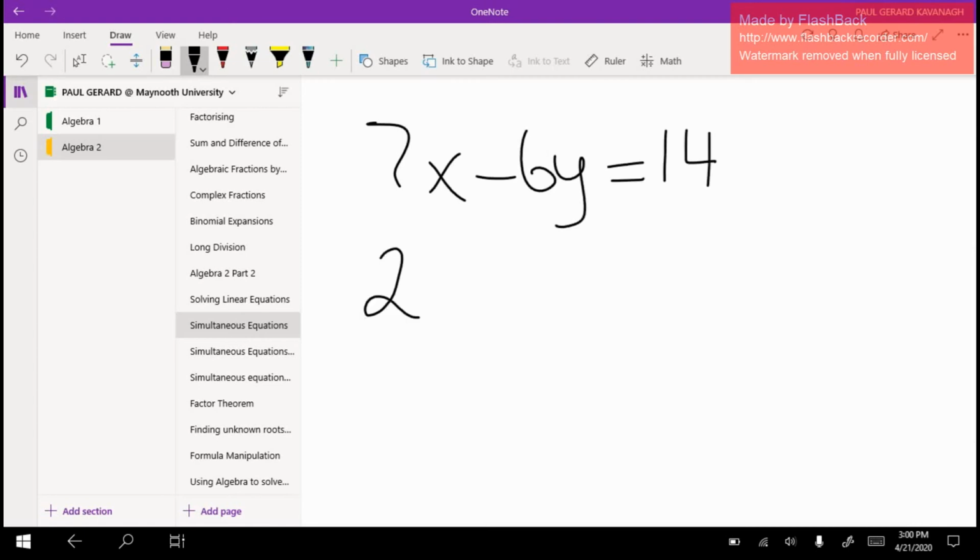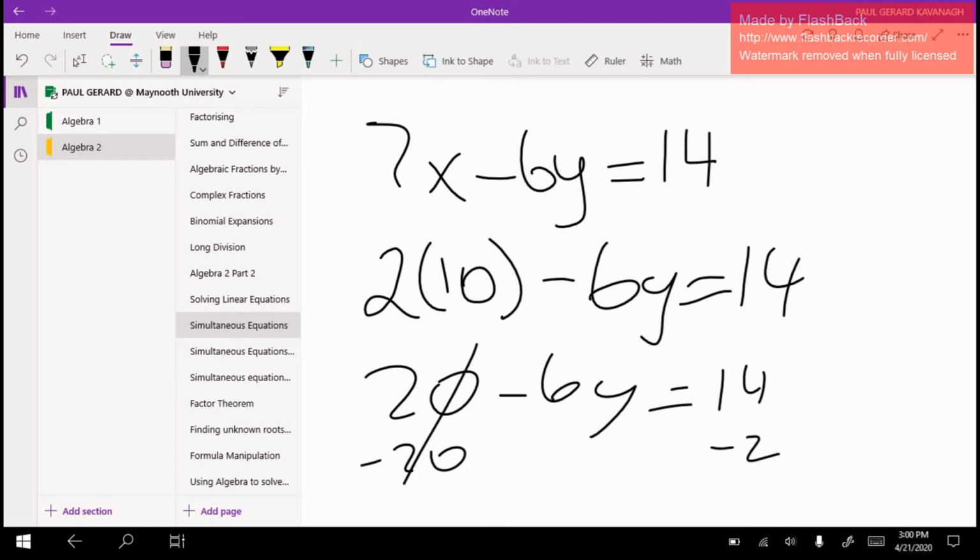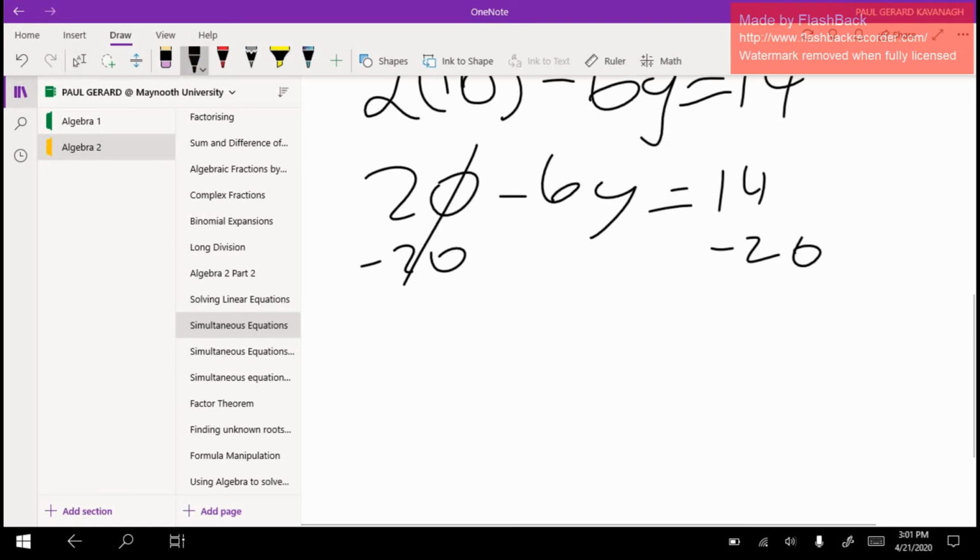What you're going to do is sub in your 10. You're going to write it like this. And so you know it's 20 minus 6y is equal to 14. Take 20 away from both sides. And what you're left with is minus 6y is equal to minus 6. So basically you can cancel out the two minus signs.